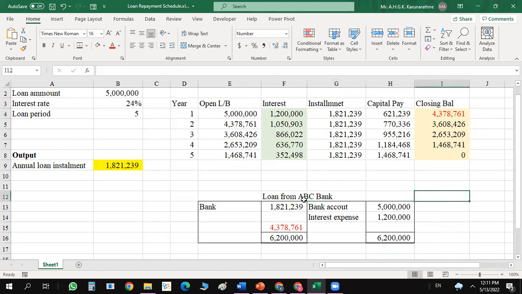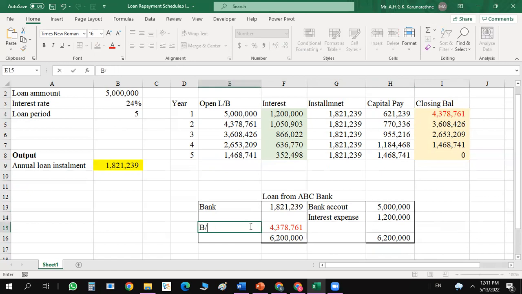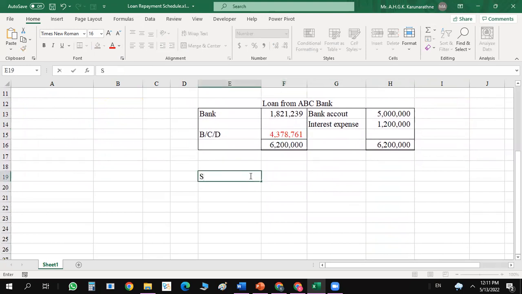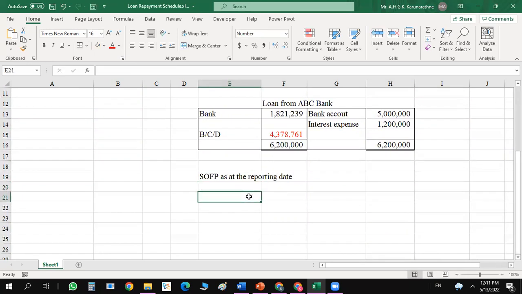Now the problem: you have a loan balance, balance carried down this much. This is a liability, so it should appear in the statement of financial position as at the reporting date. It should appear under liabilities, under current liability or non-current liability. You know that this is a long-term liability. Long-term liabilities have two components, current and non-current.